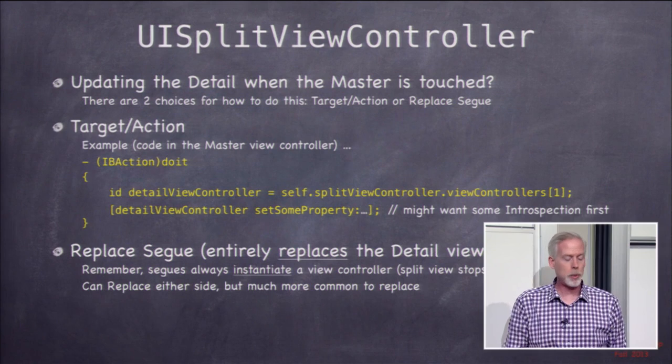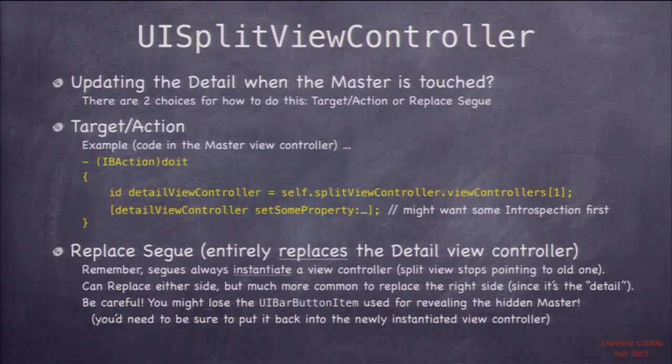The second way is with a segue. It's called the replace segue. This segue replaces the entire detail view. Okay, completely replaces it. This one's kind of annoying because of all those delegate methods, because it's going to replace the entire view, including the navigation controller with the little button. So you segue to a new one, and now you've got to somehow get that button out of there and put it back into the new one. It's quite a pain in the neck.